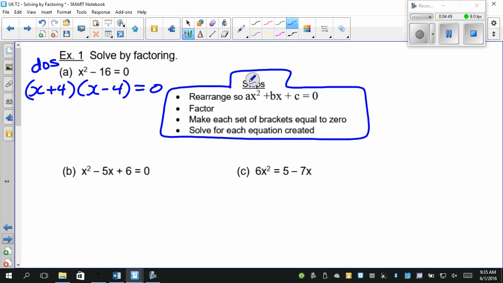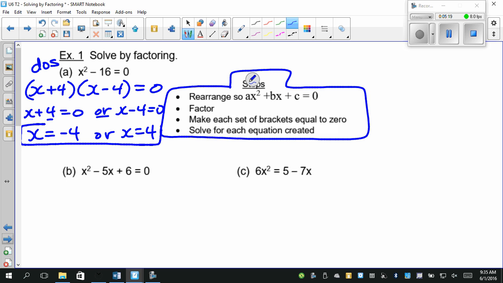Now we're going to make each bracket equal to 0. Down below here, I'm going to write x plus 4 equals 0, or x minus 4 equals 0. So x equals negative 4 from this equation, since when I move the plus 4 over, it becomes negative 4, or x equals positive 4 in that equation. So there are the two possible answers for x that make this equation true.